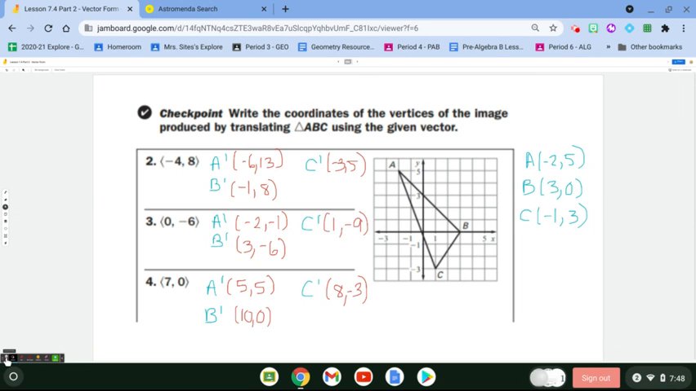So again, in today's lesson, remember, we're still talking about translations. Vertical and horizontal components of vectors are just a different way of writing translations.